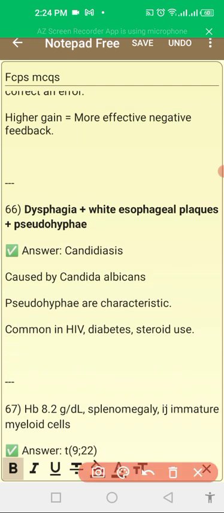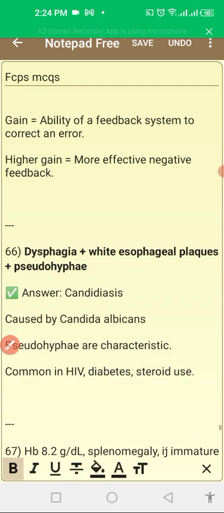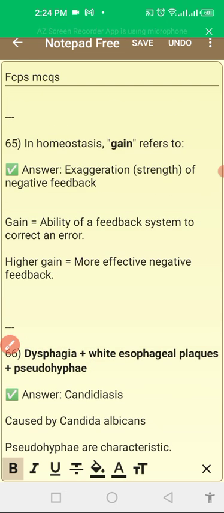Another triad is coming. The patient has dysphagia, white esophageal plaque, and pseudohyphae, that is known as Candida albicans. Pseudohyphae is a characteristic sign and common in HIV, diabetes and steroid-using people. So you have to prevent these three things in your life. You have to prevent HIV, you have to take care of your body for prevention of diabetes, and you have to avoid steroid usage to prevent candidiasis and white esophageal plaques.